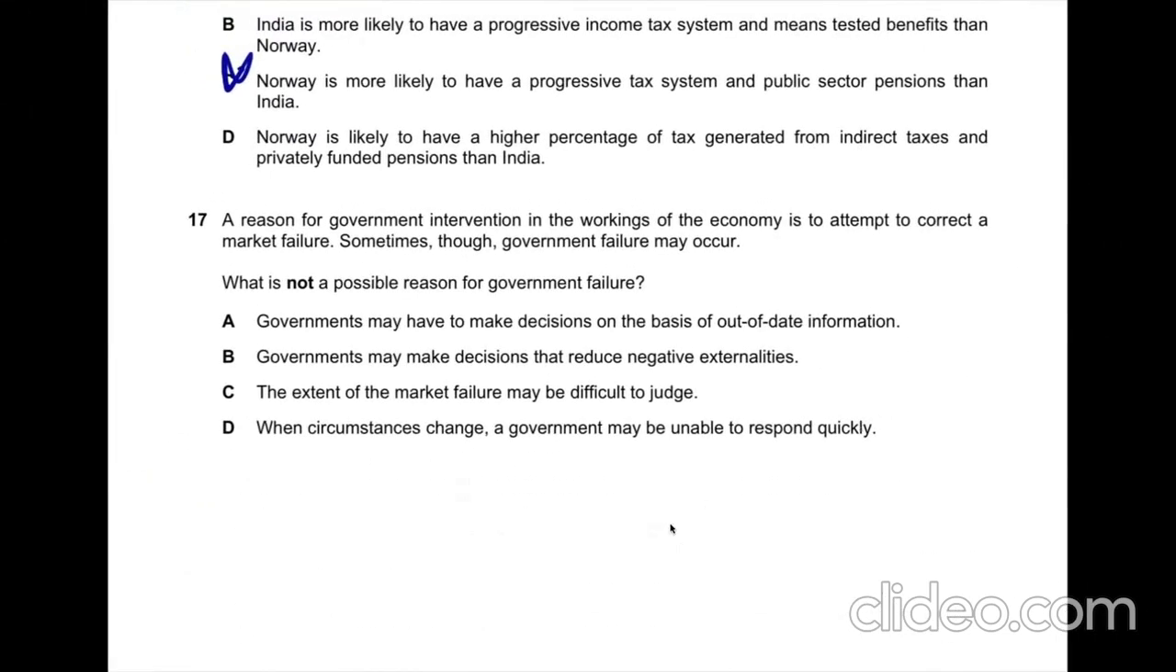Question 17. A reason for government intervention in the workings of the economy is to attempt to correct a market failure. Sometimes, though, government failure may occur. What is not a possible reason for government failure? A, definitely government can make mistakes by using out-of-date information, which is a failure. B is not a failure. C is a failure because it creates administrative difficulty in judging what to do and what not to do. D is another problem of time lag. So what is not a reason is B.